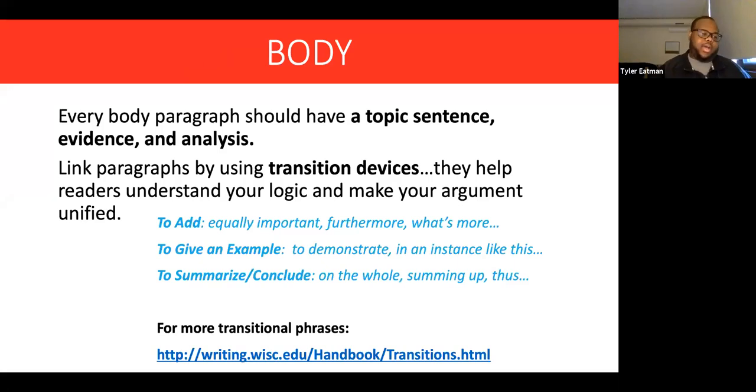Next is our body paragraph. So every body paragraph should have a topic, evidence, and analysis. So usually this is the format you should use whenever you're writing your papers, is have the steps going for you. So link your paragraphs by using transitional devices. They help readers understand your logic and make your argument unified. So making sure that you have this structure flow with each other. Your paper is supposed to be like a string. So it's supposed to flow through one another. So they're supposed to be understandable and able to transition from one another.